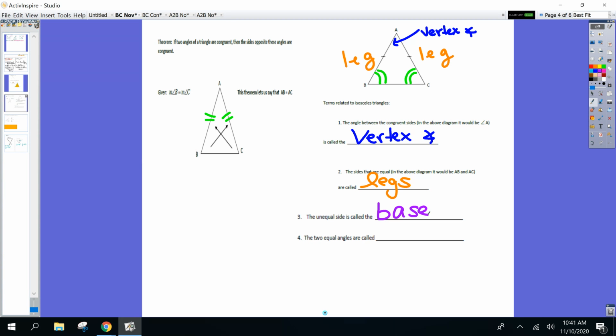And can you get out of the middle school mindset? Base does not equal bottom anymore at the high school level. Base does not equal bottom. Okay? Get that out of your mind. It's wherever the unequal side is.